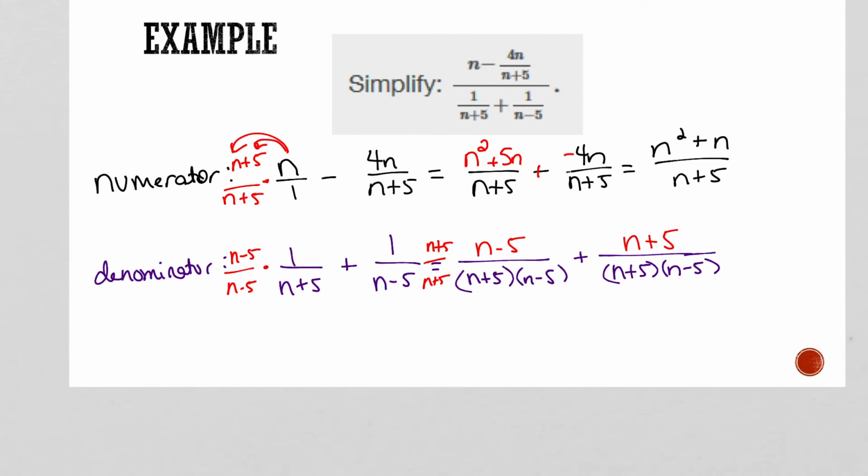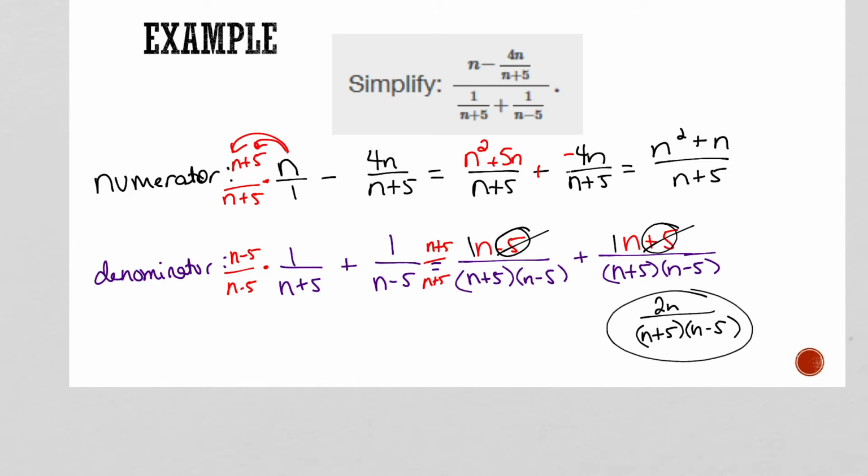So now whenever we combine our like terms, we are simply left with, because remember this minus 5 and this plus 5, they cancel each other. They're gone. So we're left with 1n plus 1n, which is 2n over n plus 5, n minus 5. Okay, so our denominator is now this. Our numerator is this. Our denominator is that.